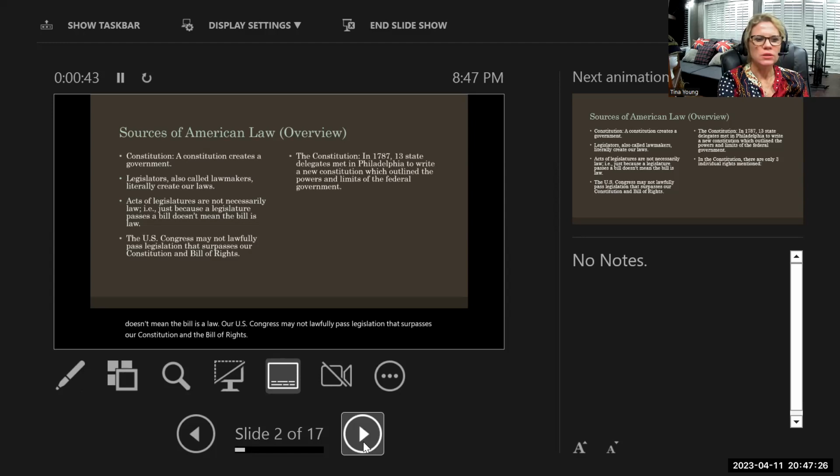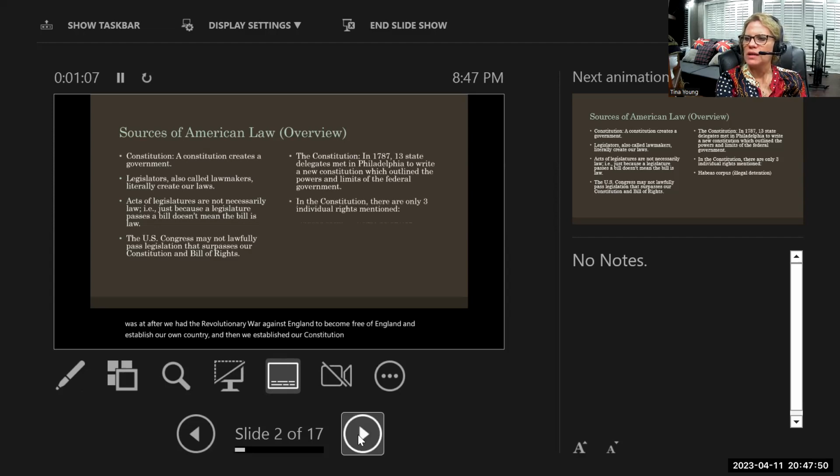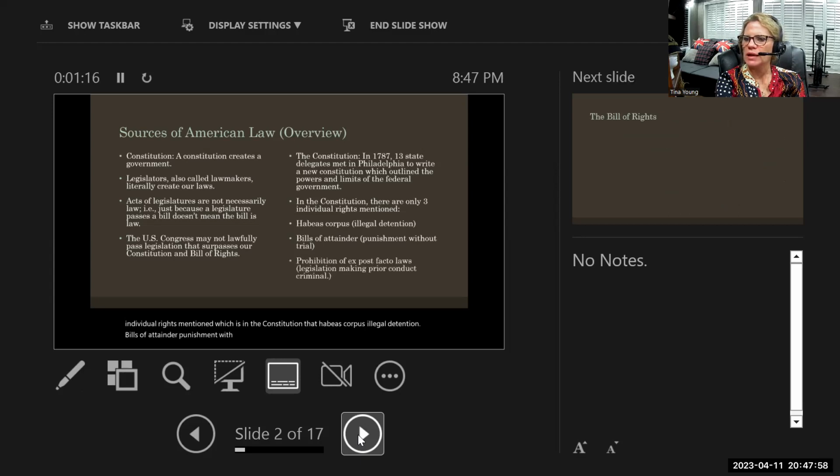Our Constitution was established in 1787. We had 13 state delegates that met in Philadelphia to write a new constitution, which outlined the powers and limits of the federal government. This is after we had the Revolutionary War against England to become free of England and establish our own country. And then we established our constitution. There are only 3 individual rights mentioned in the Constitution: habeas corpus, illegal detention; bills of attainder, punishment without trial; and prohibition of ex post facto laws, which is legislation making prior conduct criminal.